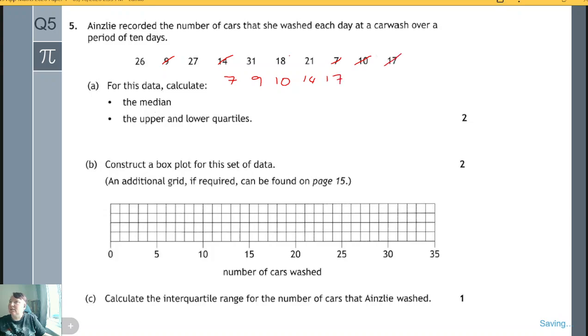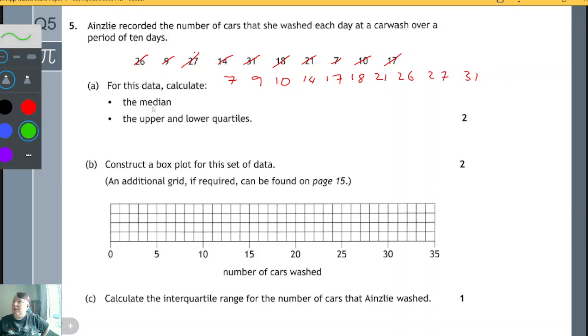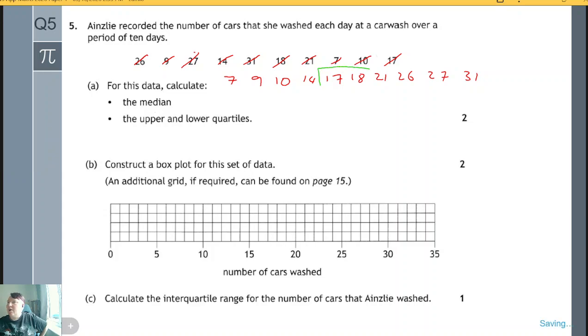17, 18, 21, 26, and 27. 1, 2, 3, 4, 5, 6, 7, 8, 9, and finally 31. There we go, we've got all 10. We want the median. The median is going to be halfway. 1, 2, 3, 4, 5. It's going to be halfway between 17 and 18. So that's our Q2.